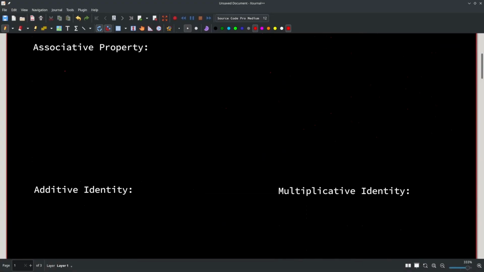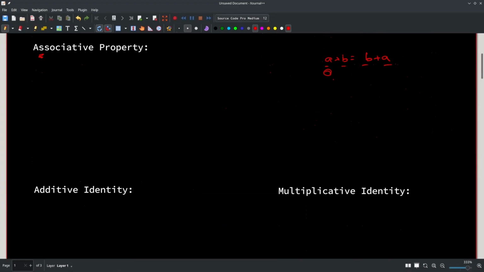So let's go on and check the associative property. For commutative property, you had a plus b is equal to b plus a. That means any number added to any other number is equal to that second number added to the first number. And associative property is going to be similar to this, and let's see how similar that is.